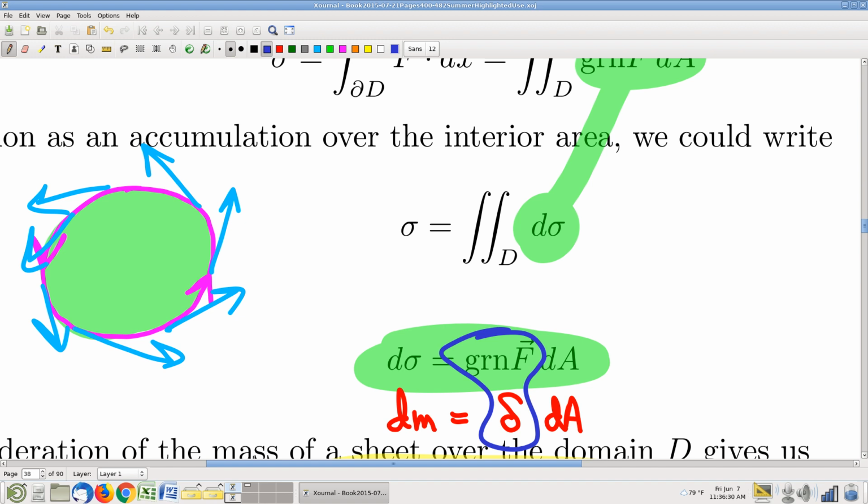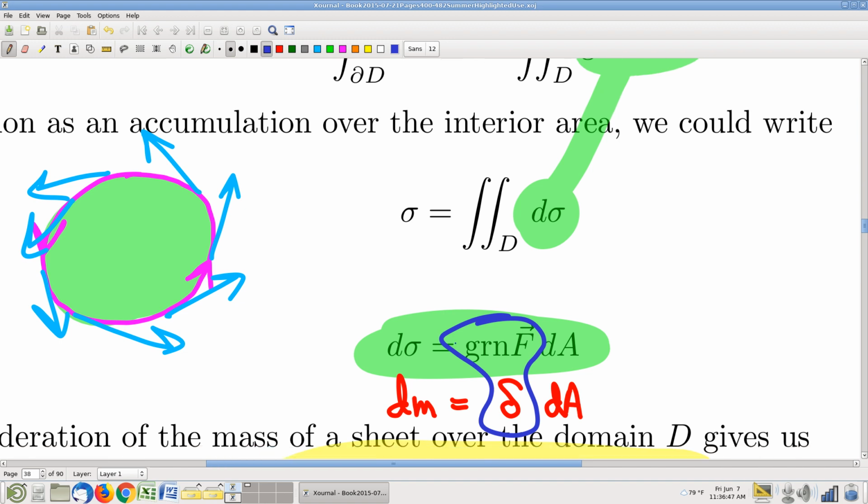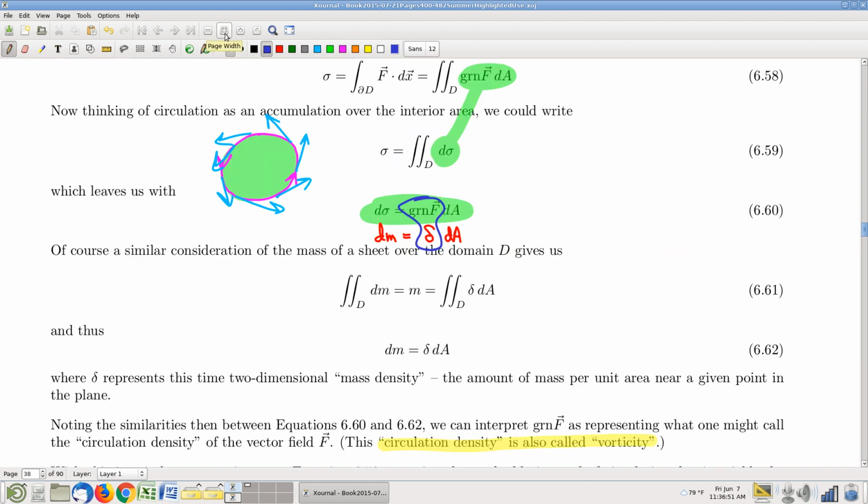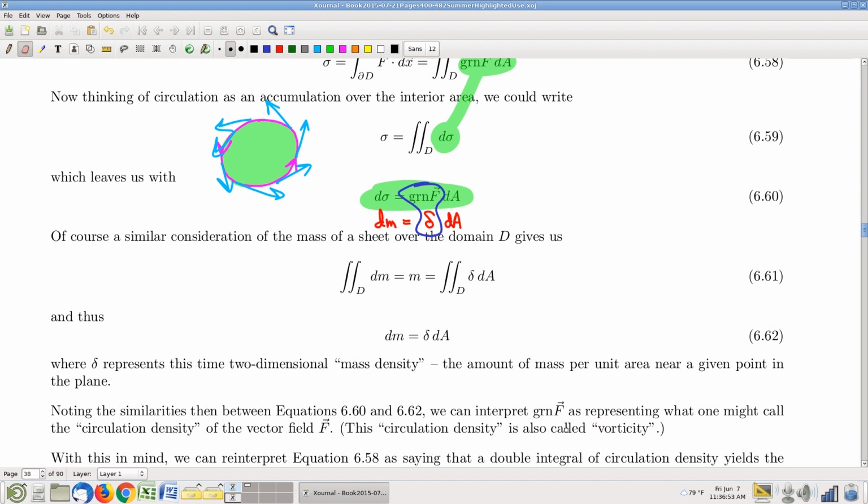So Green's operator is a density. It's not mass density, of course, right? Mass density is mass density. This is a density where we're computing circulation instead of mass. And so the term that we use for Green's operator here is circulation density. And another common term for this is vorticity.